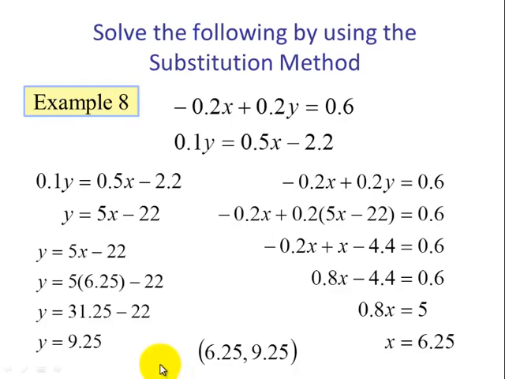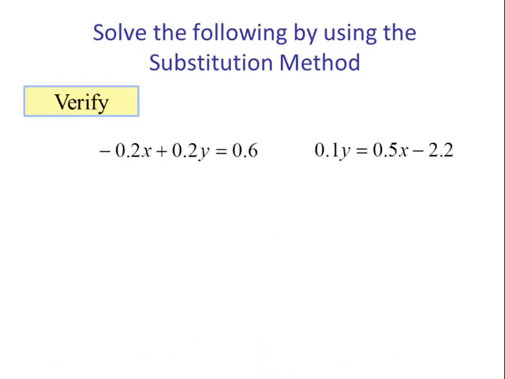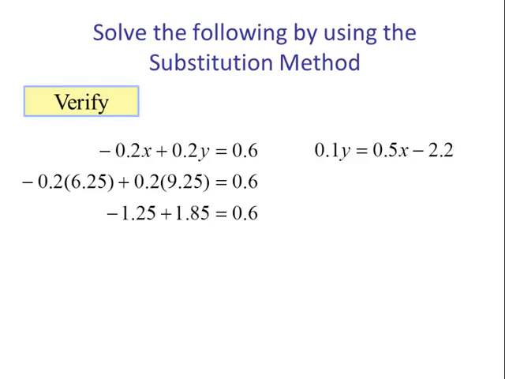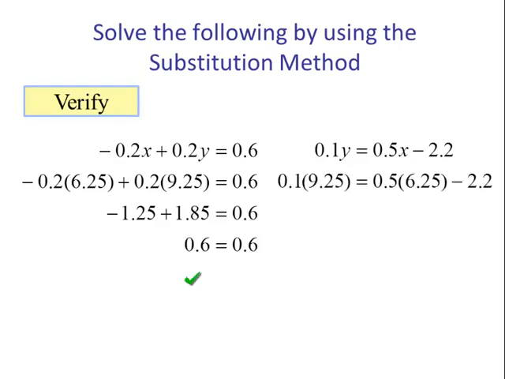For this example, it would be very hard to get the exact answer using the graphing method. To verify that this is true, we take both equations, we substitute the values of x and y in, and we are left with 0.6 equals 0.6, so that checks. For the second equation, we substitute the values for x and y, and we work it out, and we see that it works for the second equation. So we have verified the solution.